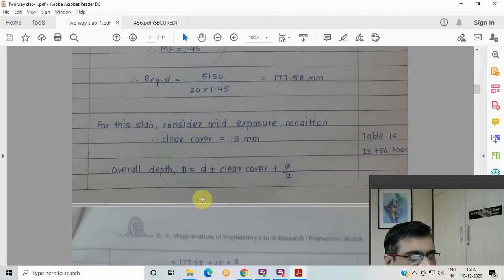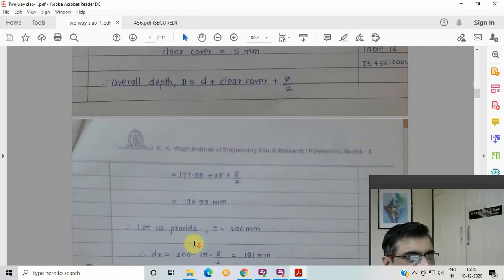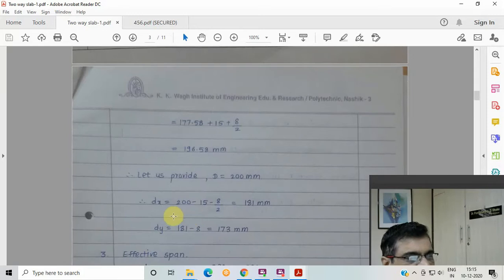So let's consider overall depth as the required effective depth plus clear cover plus half the bar diameter. Since 15 plus 8 by 2, that gives us effective cover. So total depth is 196.58. Let's round it up to 200 mm. So for this slab we'll consider overall depth as 200 mm. Let's calculate the effective depth along x direction and along y direction, and these values are coming as 181 mm and 173 mm.